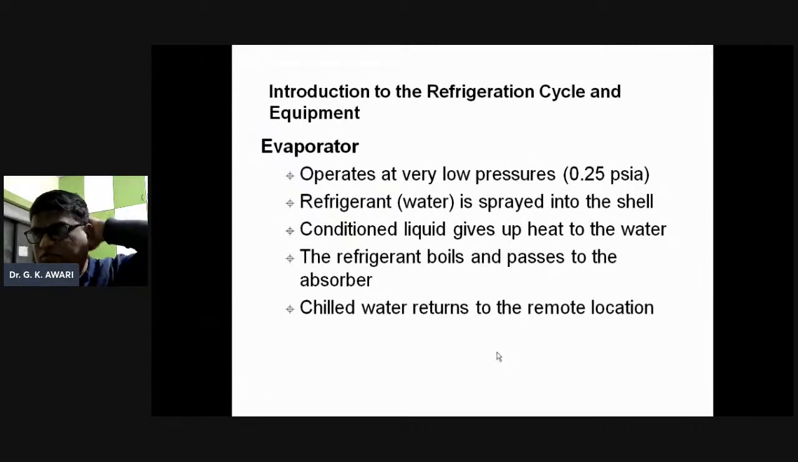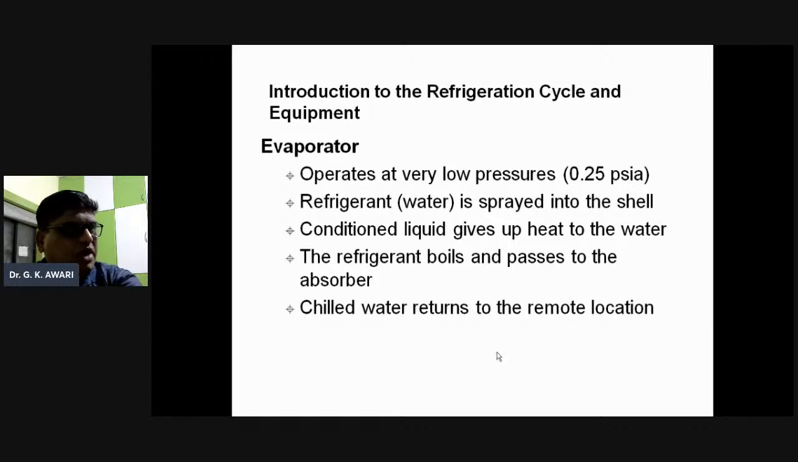So, the first part in the refrigeration cycle is the evaporator. The evaporator operates at very low pressures, like 0.5 psi, and refrigerant is sprayed into the shell, and the conditioned liquid gives up heat to the water. The refrigerant boils and passes to the absorber. Chilled water returns to the remote location.